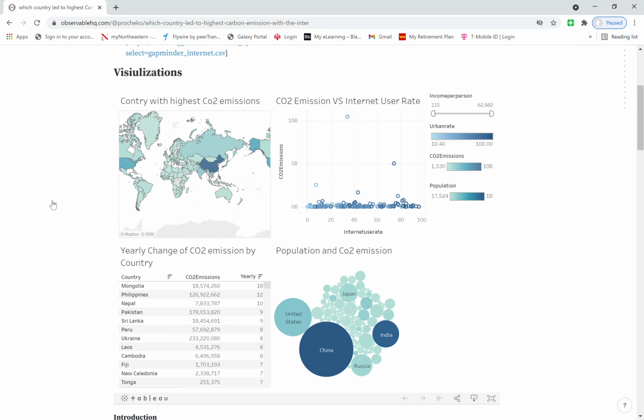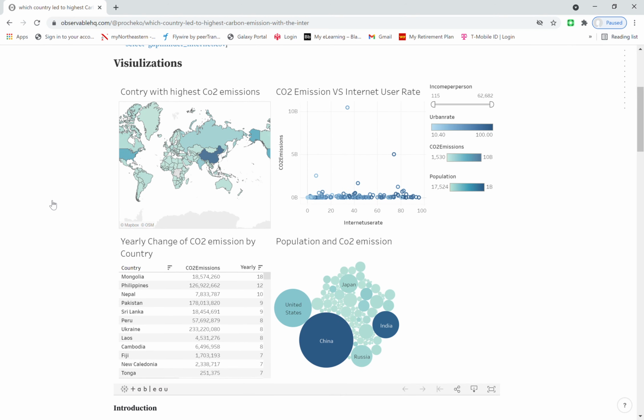The visualization below depicts a dashboard. The dashboard depicts a geomap in the first visualization. In the second one, we can see the comparison between CO2 emission and internet user rate. In the third one, we can see population and CO2 emission. And in the fourth one, we can see yearly change of CO2 emission by country.